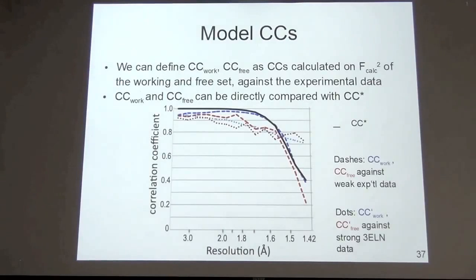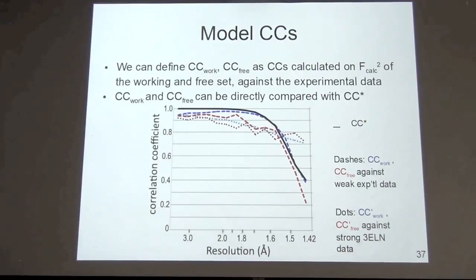Now, we can also calculate correlation coefficients for our model just based on the F-calc squared against the experimental data. And now these are on the same scale, calculated with the same formula as the correlation coefficient that we use for our data. And so now there is a very simple idea. CC star tells us how far away from the true data our experimental data are. CC work tells us how far away from the experimental data our model data are. And it is clear that the model cannot be closer to the experimental data than the truth can be to the experimental data.